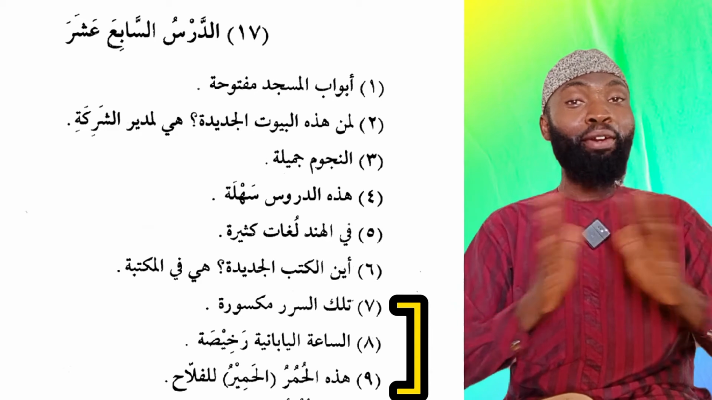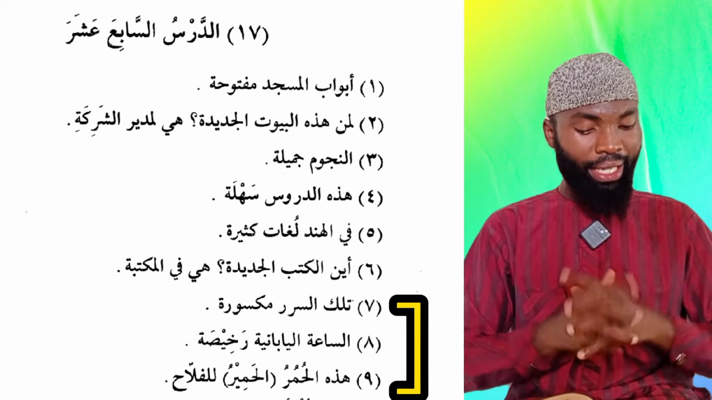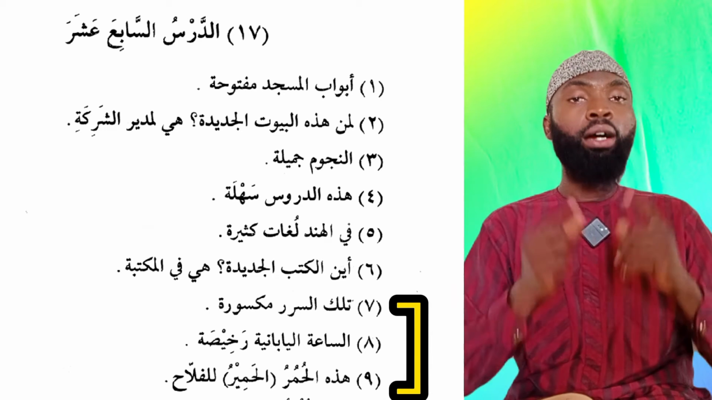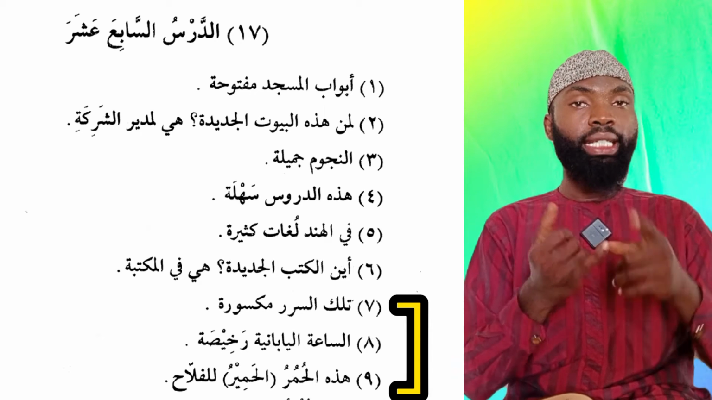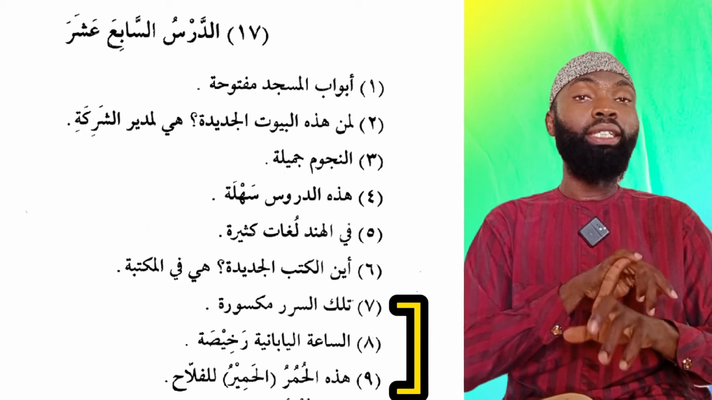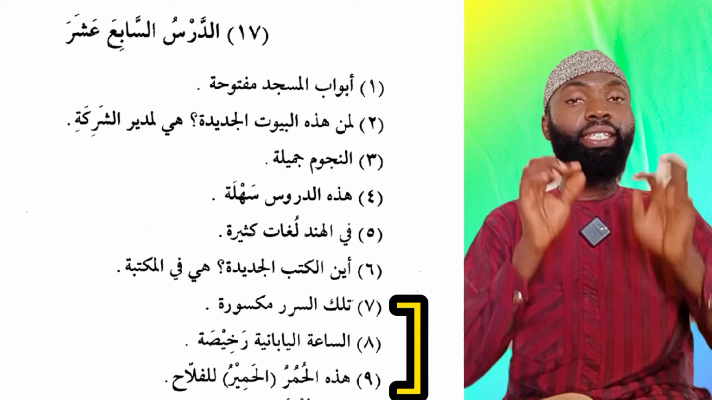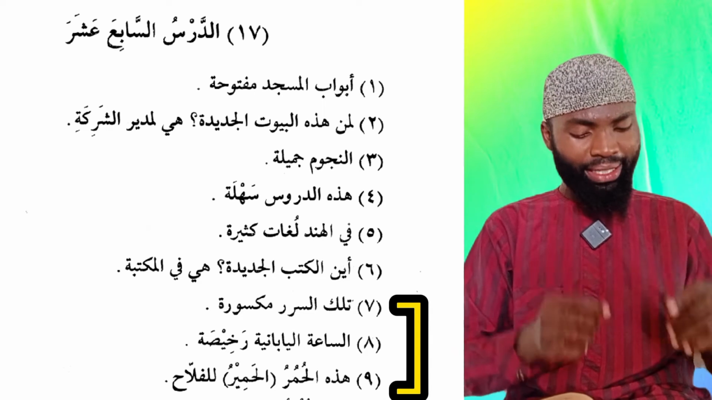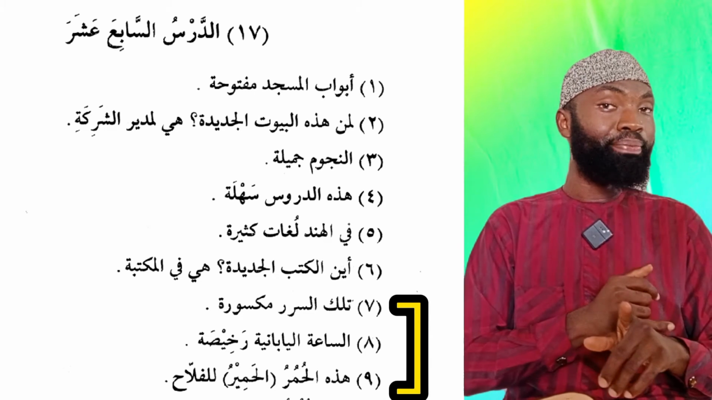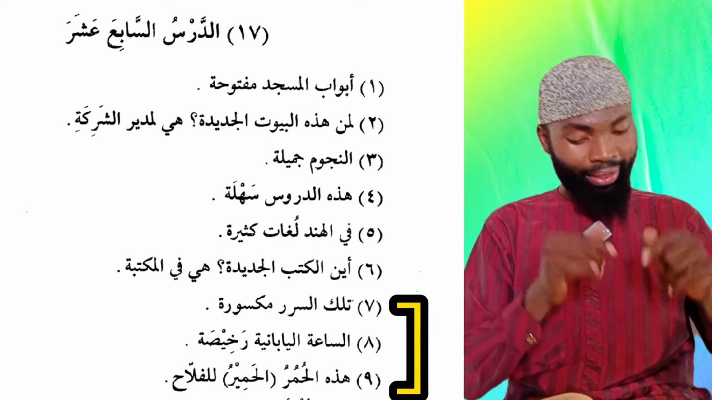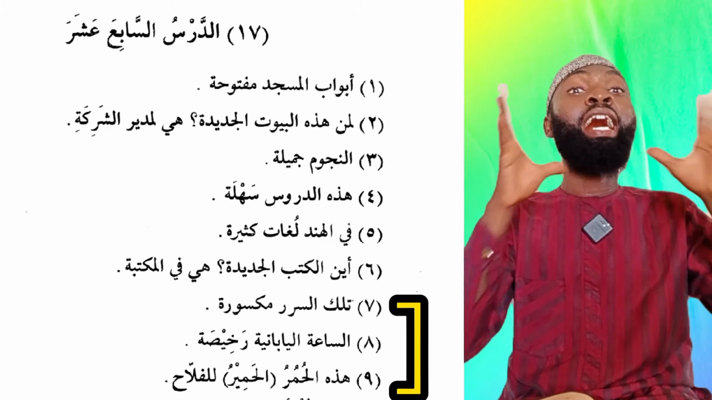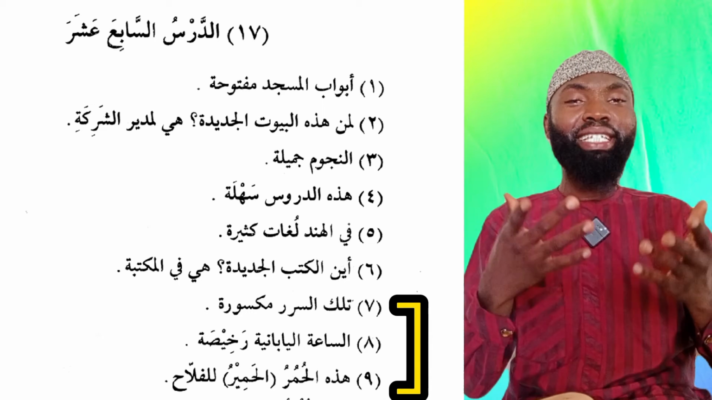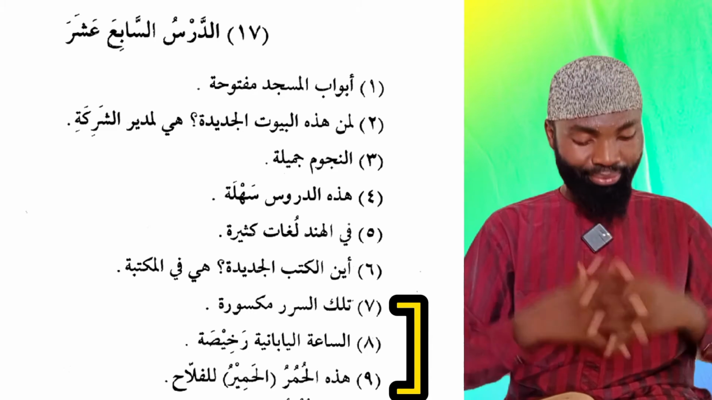Those beds are broken. Number 8, we have as-sa'atul yabaniya rakhisatun. The Japanese watch is cheap. You can see as-sa'atu is singular here, and it's a feminine word. That is why we are using rakhisatun. If we were to have plural watches, you will still use the same rakhisatun.